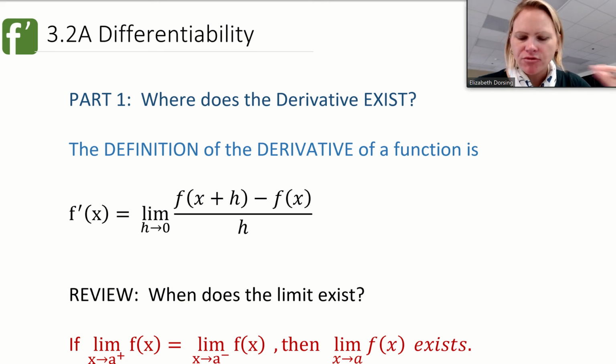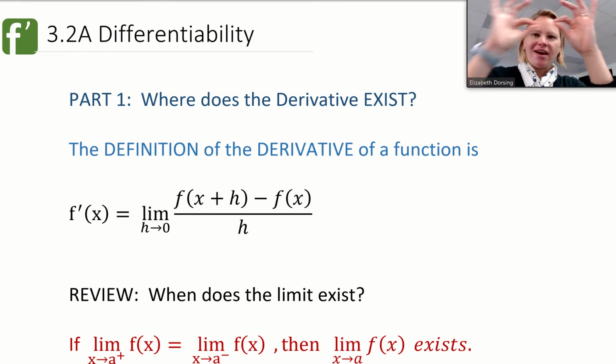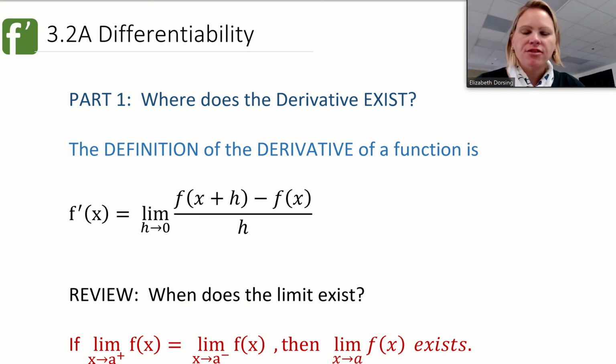So let's review a little bit here the definition of a derivative. We've said time and time again that a derivative is a rate of change. The definition is the limit of this slope formula between this point that is h away from the point in question. And as h gets smaller and smaller, as h approaches zero, the limit of this slope formula gives us our derivative.